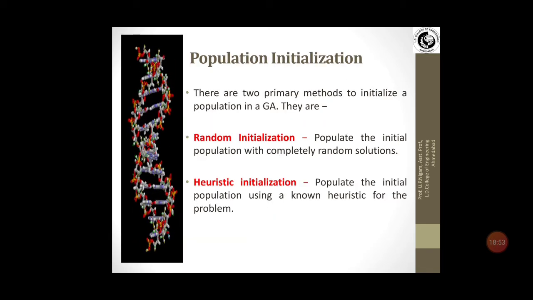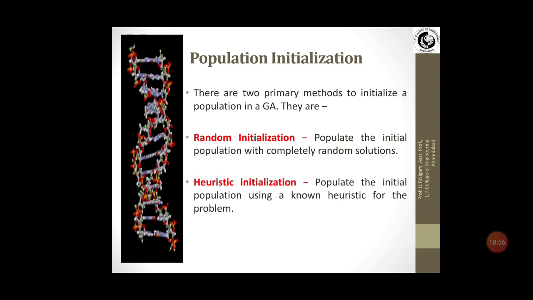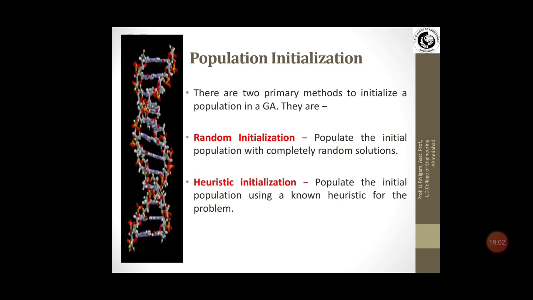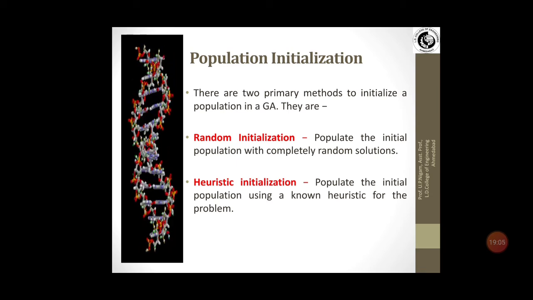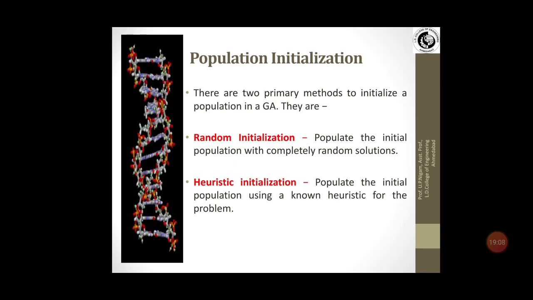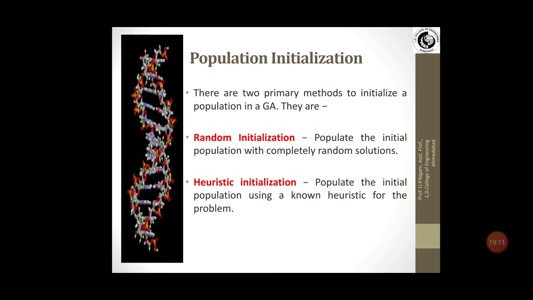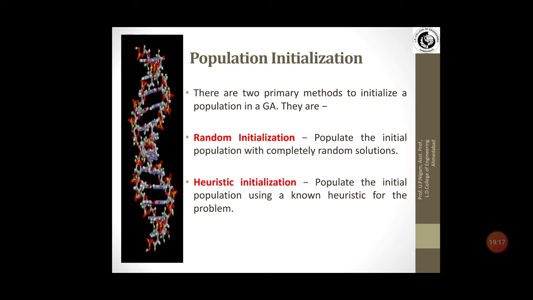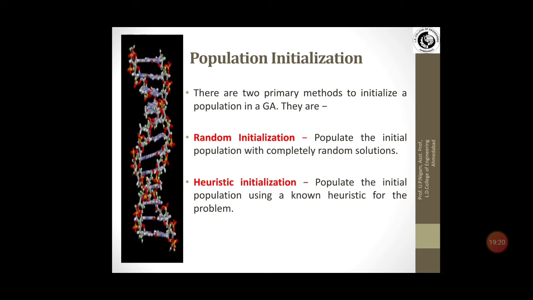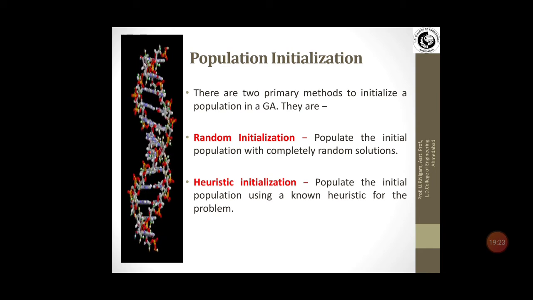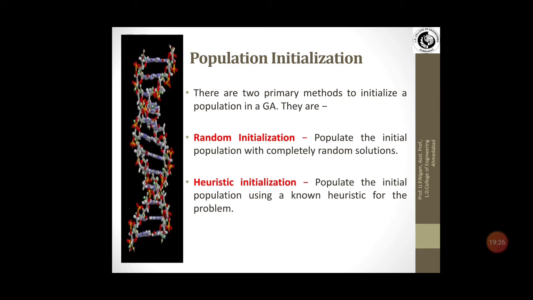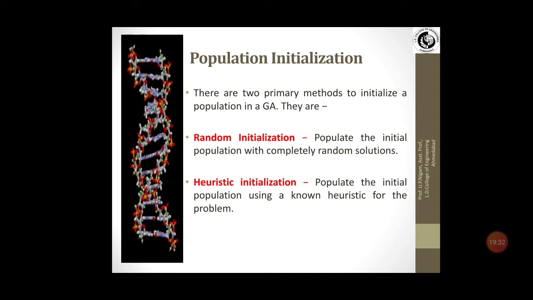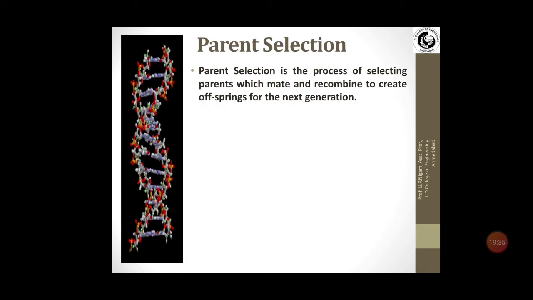Then comes the population initialization. When you are initializing a particular population, there are two methods. You have to initialize the population, and you are having larger data sets. In a complex problem, you have an infinite number of data sets, so how will you initialize? Means at the starting, which ones are you going to select? So random initialization and heuristic initialization, these two things are there. Populating the initial population using a heuristic is heuristic initialization, and populating the initial population with completely random solutions, means random selection, is known as random initialization. So these are the two things.